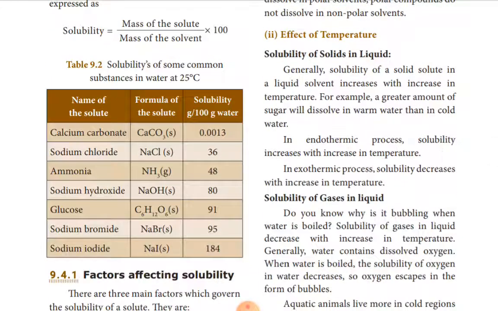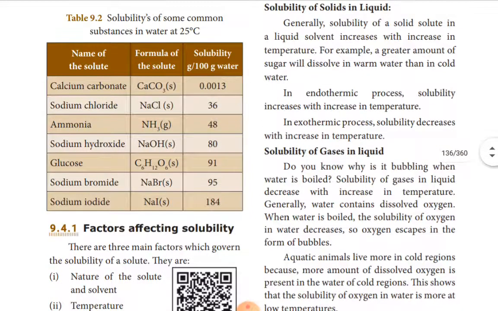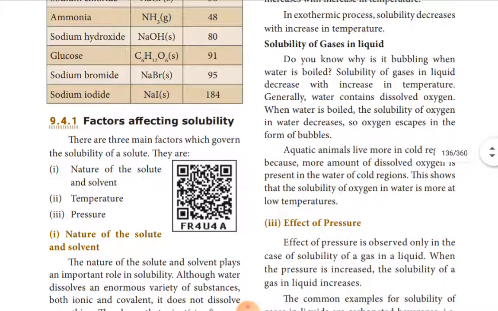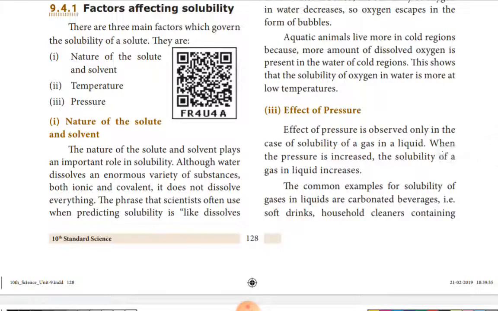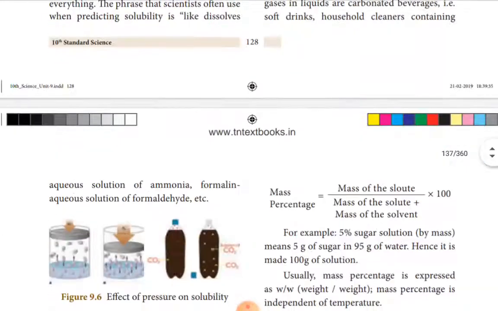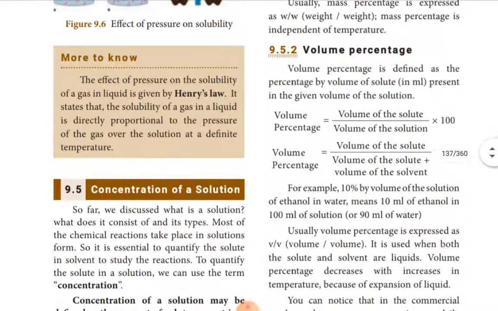Now the effect of temperature: when temperature increases, normally the solubility of the solid increases. In an endothermic process, solubility increases with increased temperature. In an exothermic process, solubility decreases with the increase in temperature. Then the effect of pressure mainly applies to the solubility of gas in liquid. When pressure increases, solubility of gas also increases. The same thing is explained in Henry's law. What is Henry's law? The solubility of gas in liquid is directly proportional to the pressure of the gas.